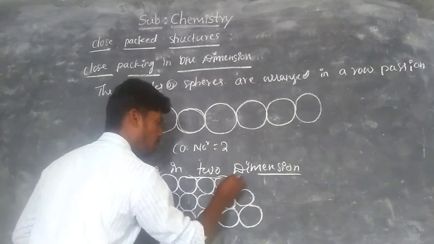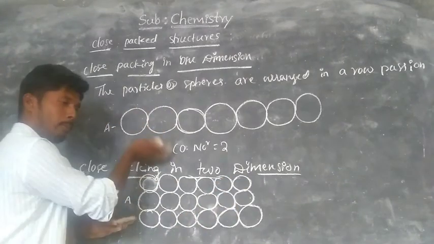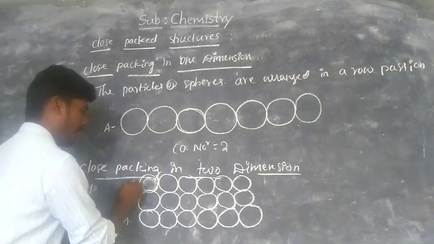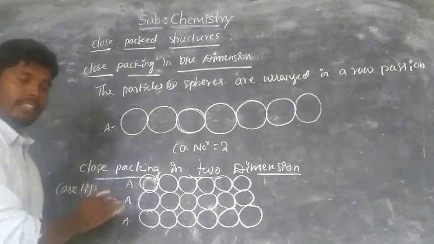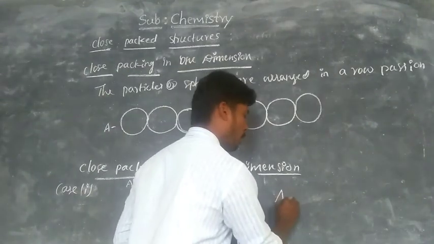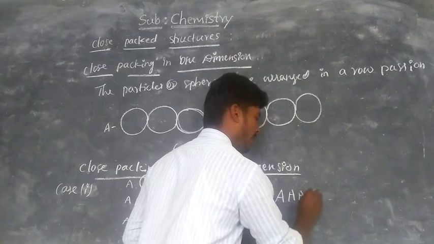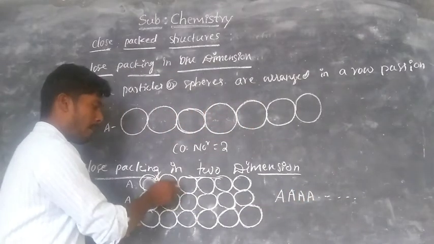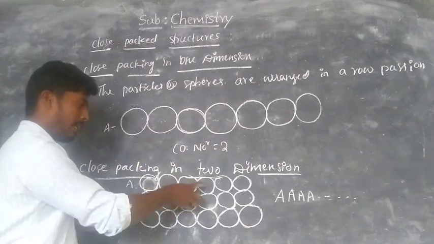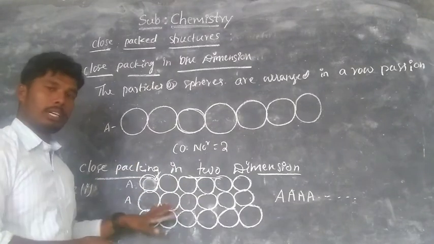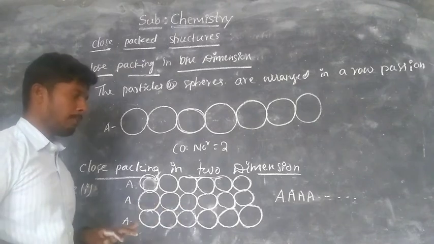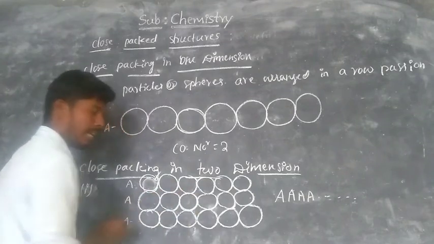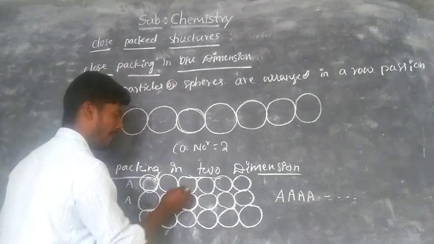And there are so many rows placed one above another, and all are identical, so that you finally get the arrangement of type A, like so on. It means the same rows are placed one above the other. Now you get a pattern or arrangement like this. Now observe here, each sphere is surrounded by four identical spheres.